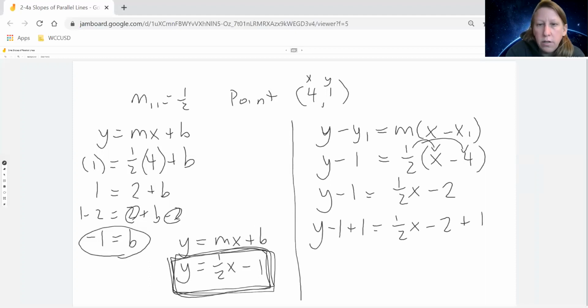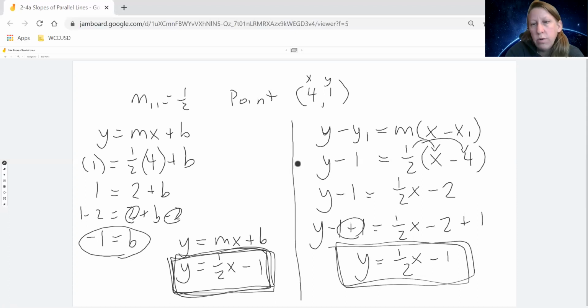Especially if you want to practice your algebra skills, this is a really good way to play with it. I got the same answer 3 different ways. You can choose the way that works best for you.